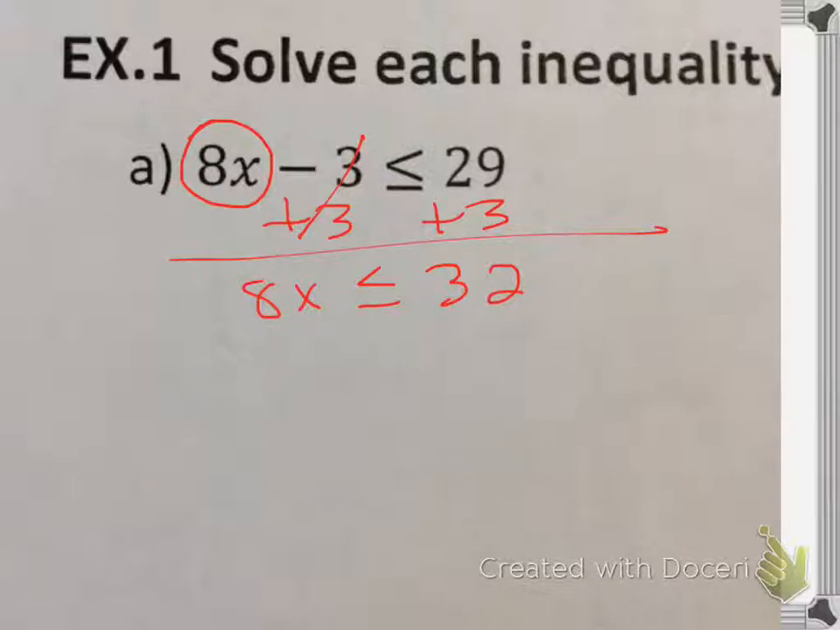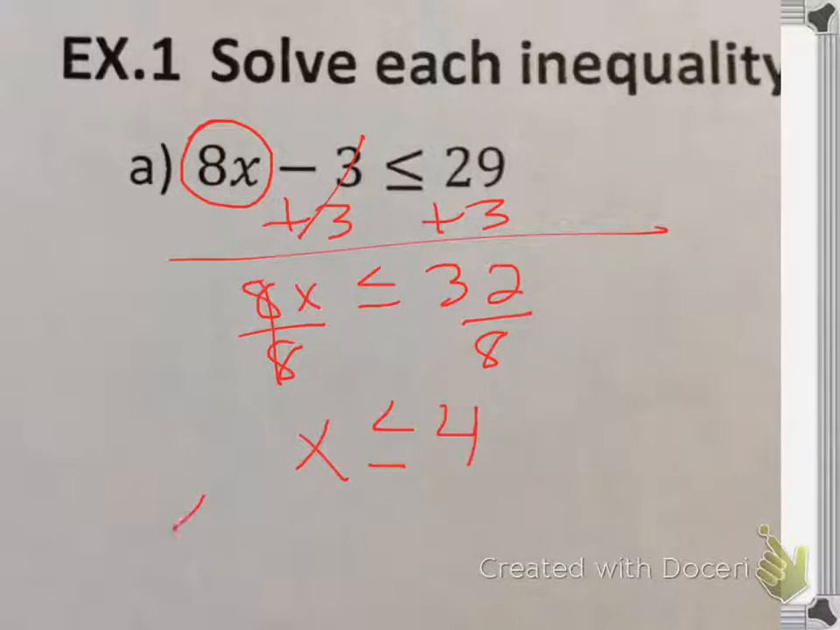Now again, still treating that just like it was an equal sign, I'm going to continue to solve this. I have 8x is less than or equal to 32. How do I get the 8 off the x? Well, 8 is multiplied by x, so I have to divide by 8. So I get x, because this would just be 1x here, is less than or equal to, and then 32 divided by 8 is 4.